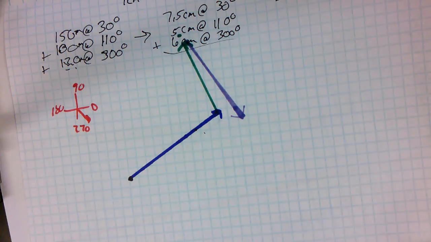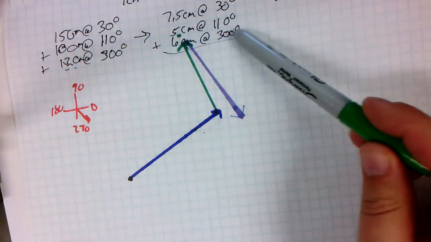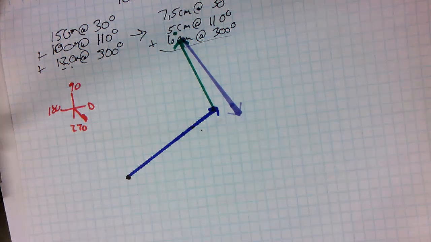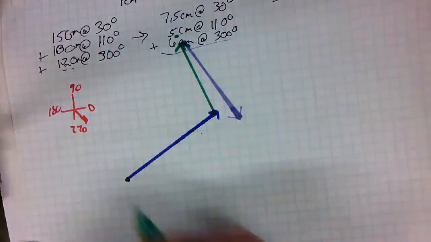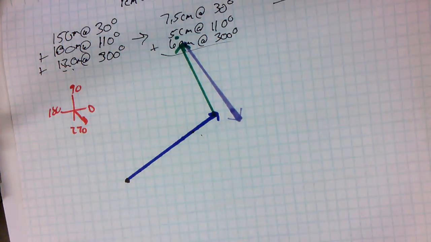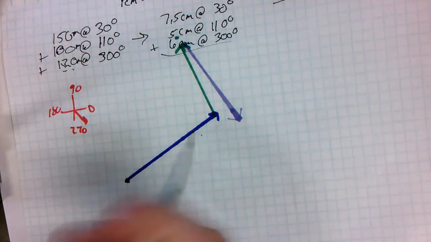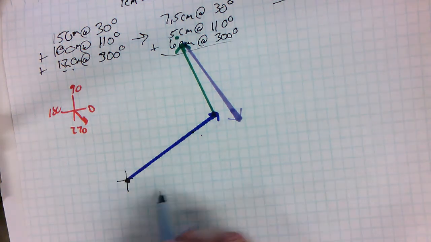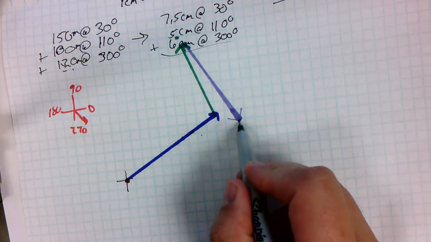So this is the answer to the question, where is the sum of 7.5 centimeters plus 5 centimeters plus 6 centimeters with the angles that are mentioned here, 30, 110, and 300. The answer to that is they're right there. It's right there. So if you were trying to find the ordered pair from the origin, here's my origin, remember that, 0, 0. So I'd say, oh yeah, the resultant is going to have us end right here.